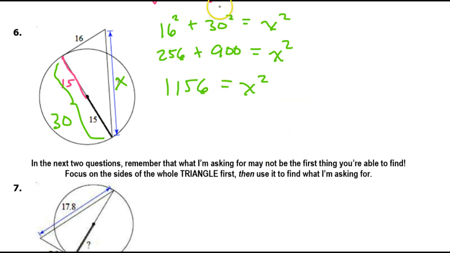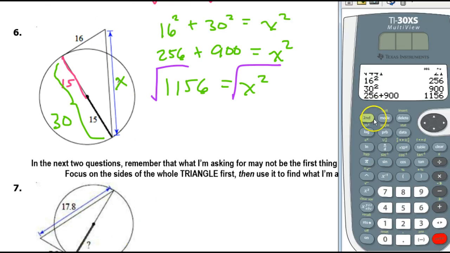Okay, so I have all this. And then finally, to get x by itself, I need to take the square root of both sides. That's 34.